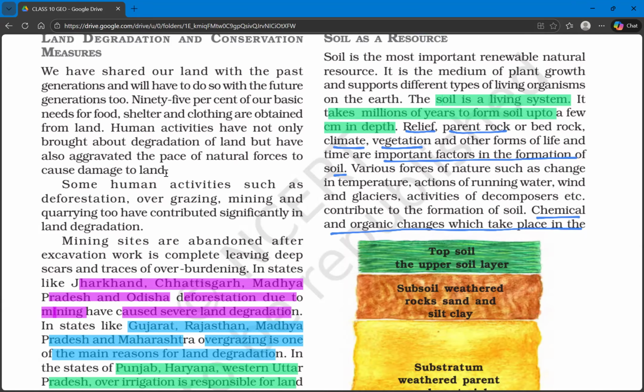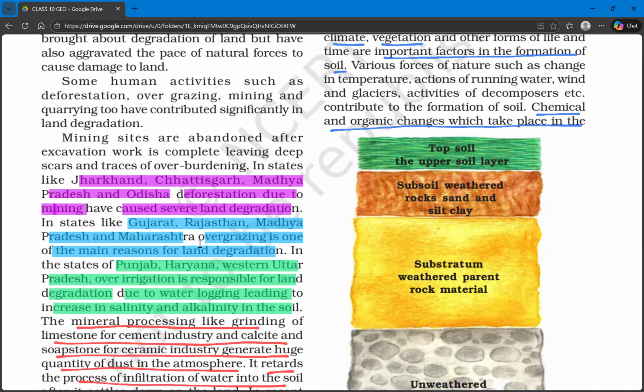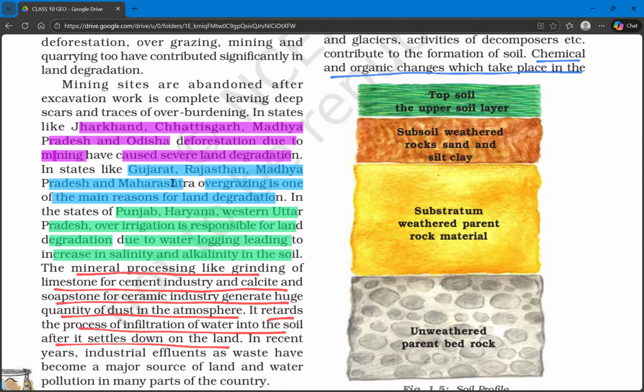So how? Some human activities such as deforestation, overgrazing, mining, and quarrying have contributed significantly. Mining sites are abandoned after excavation work is complete, leaving deep scars and traces of overburdening. So, in states like Chhattisgarh, Jharkhand, Madhya Pradesh, Odisha, deforestation is due to what? Mining. Because of mining in these states, it caused land degradation. Whereas in states like Gujarat, Rajasthan, Madhya Pradesh, Maharashtra, overgrazing is the reason for land degradation. So these are the reasons given for certain states that caused land degradation.